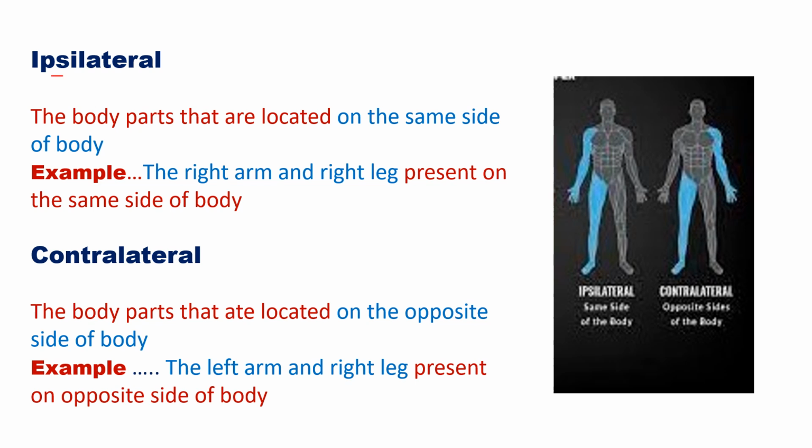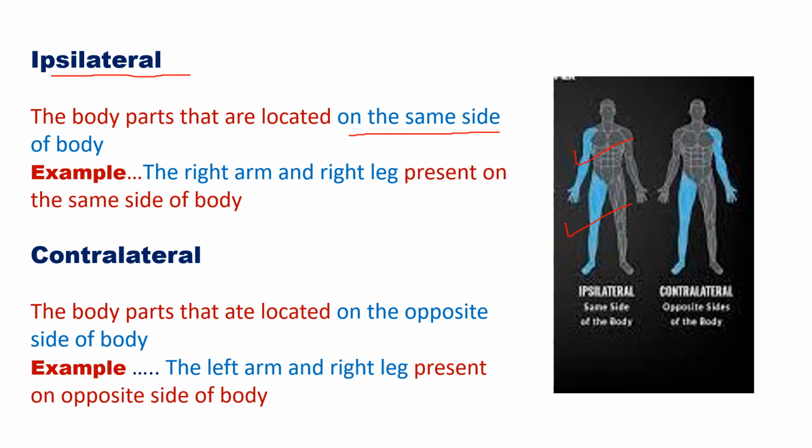Next is ipsilateral. Ipsilateral direction is considered when body parts are present on the same side of the body, either right side or left side. For example, right arm and right leg are ipsilateral as they are present on the same right side of the body. Likewise, all human anatomical structures like liver, right kidney, etc., are ipsilateral if they are present on the same side.